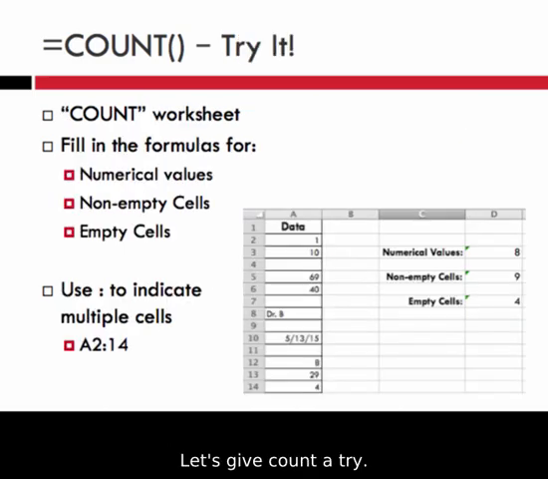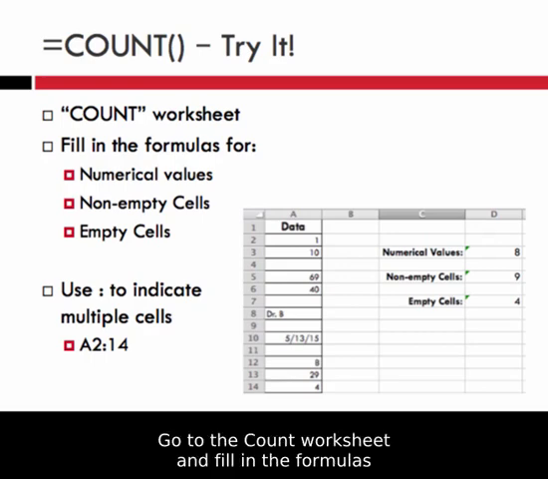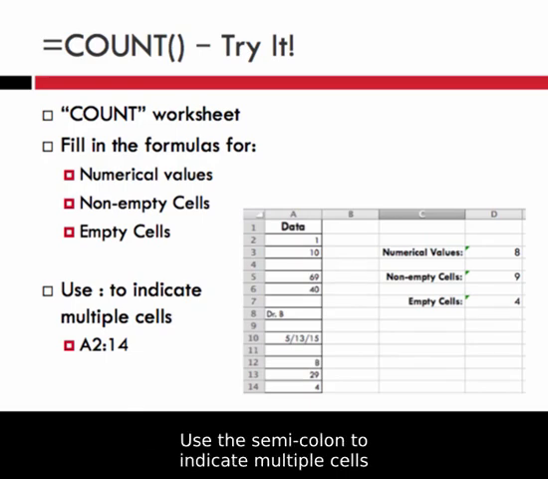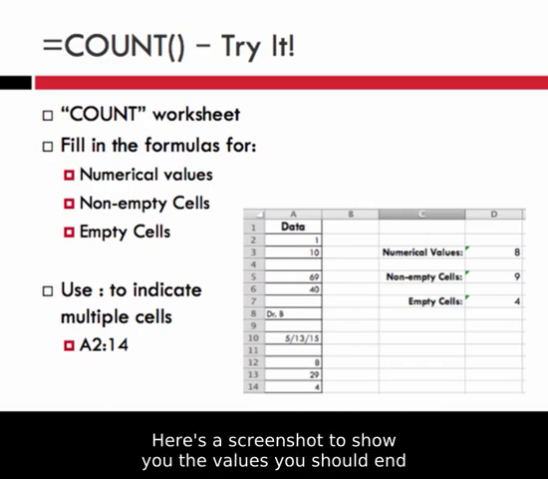Let's give count a try. Go to the count worksheet and fill in the formulas for numeric values, non-empty cells, and empty cells. Use the semicolon to indicate multiple cells, and don't forget those parentheses. Here's a screenshot to show you the values you should end up with.